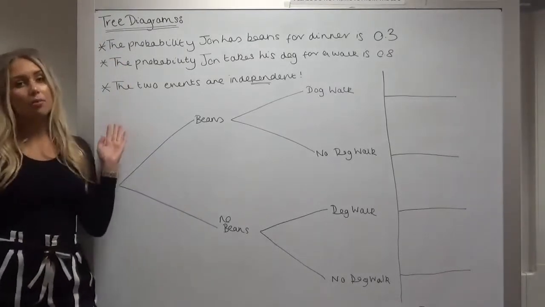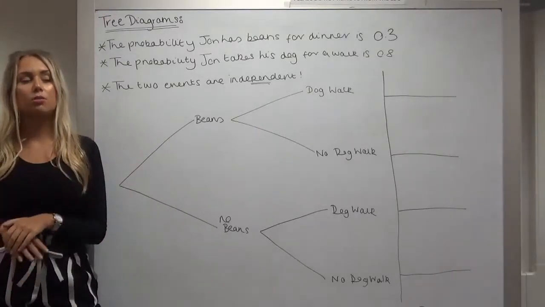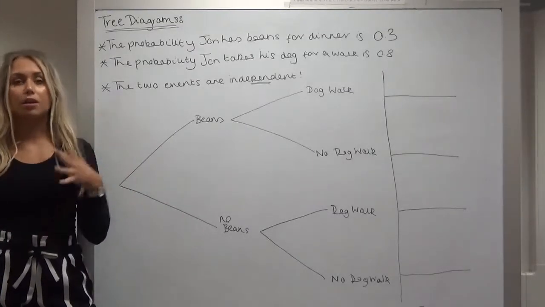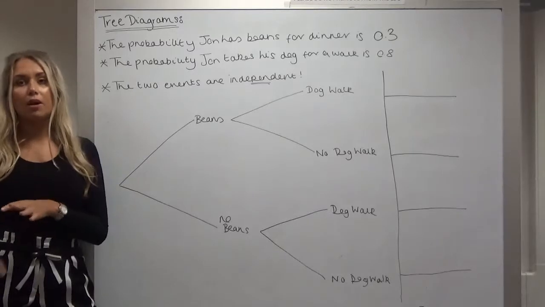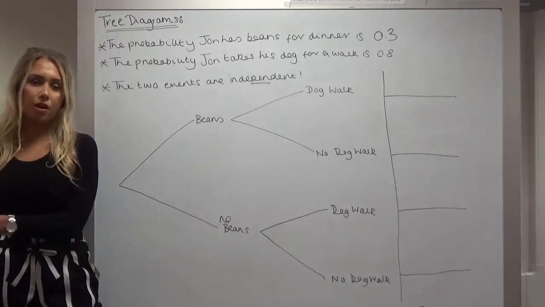So the first example that we're going to be looking at today is when the two events are independent, which means that both events can happen at the same time and they're not dependent on each other, or which we'll be coming on to in further videos.